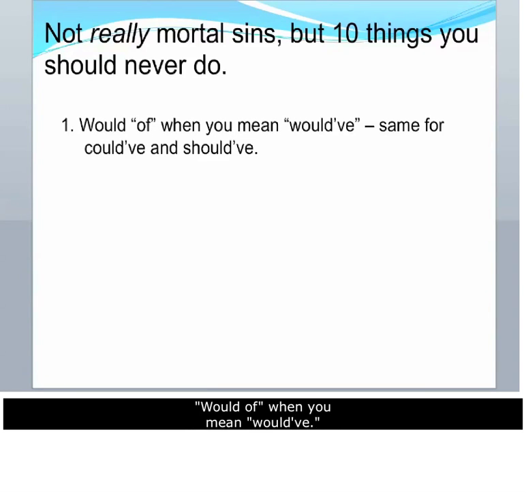Would of, when you mean would have. Same for could have and should have. Never use would of. What you're really saying is would have. And the contraction with the apostrophe is the apostrophe VE, part of have, the last two letters of have. Don't put the word of there. It makes no sense.